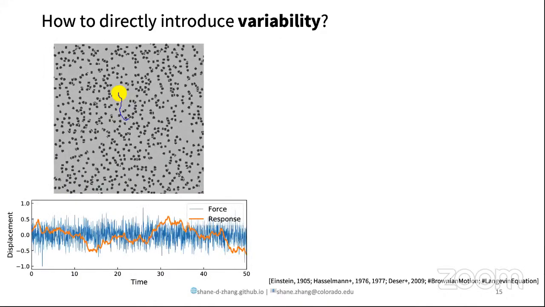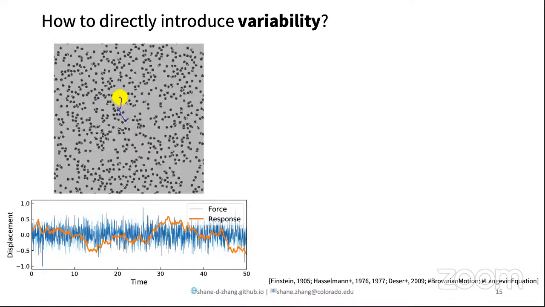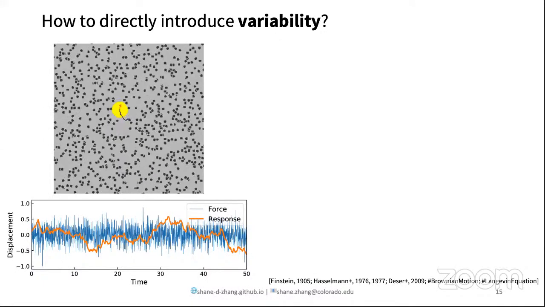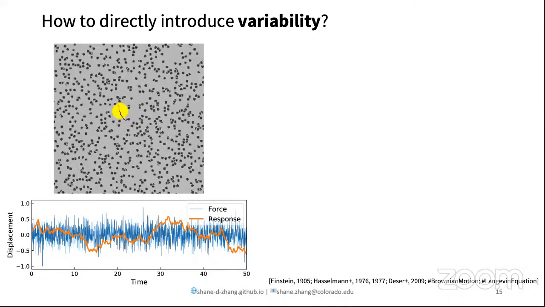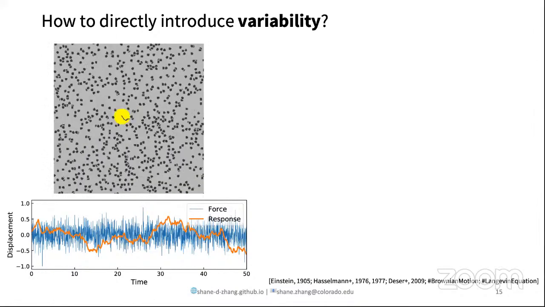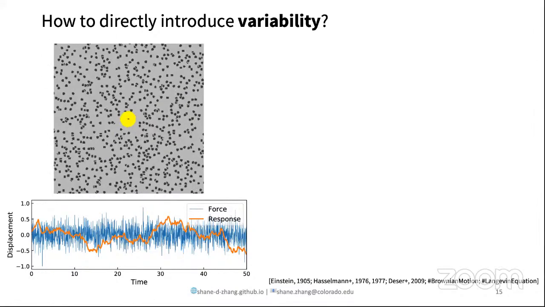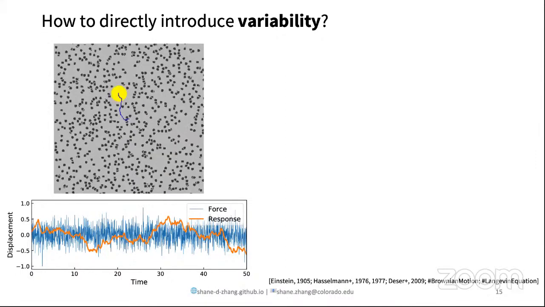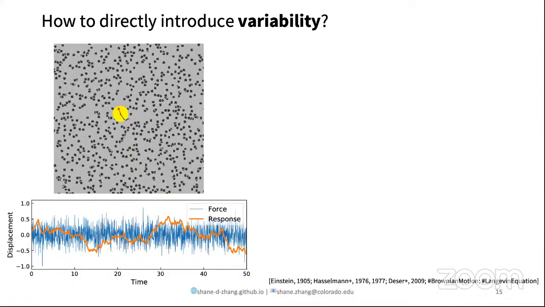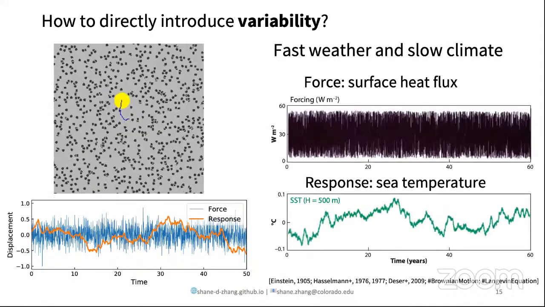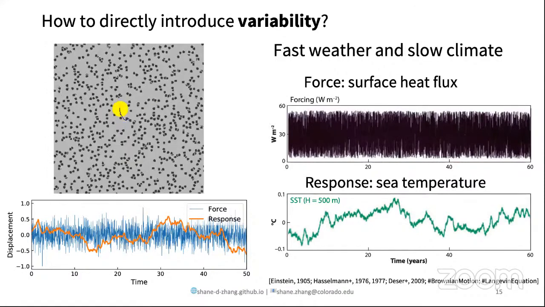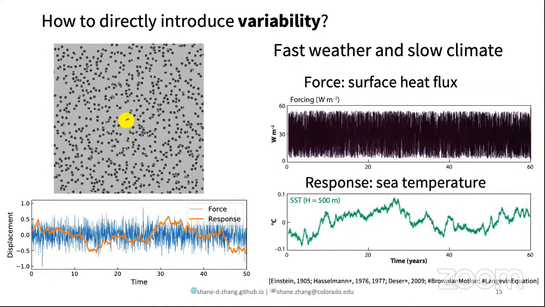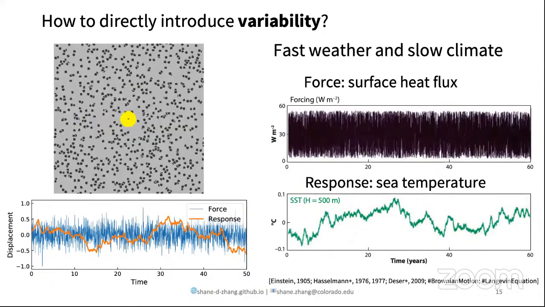If we plot the motions of the smaller particles as blue lines, we see that they move very quickly. And if we plot the motion of the bigger particle as orange lines, we see that it moves much more slowly with time. This inspired Hasselmann to propose that weather is changing much faster than climate, and that climate can be modeled as the slow response to the fast-changing weather.